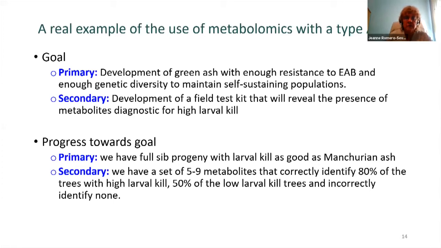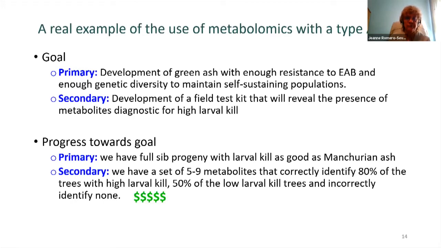How about our secondary goal? We have identified a set of 5 to 9 metabolites, depending on genetic background, that correctly identify 80% of the trees with high larval kill. Now, when you look at this, you might say, well, that's not very good, but it's actually spectacularly good for metabolomics analysis.